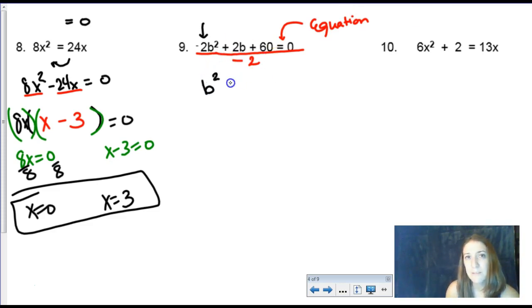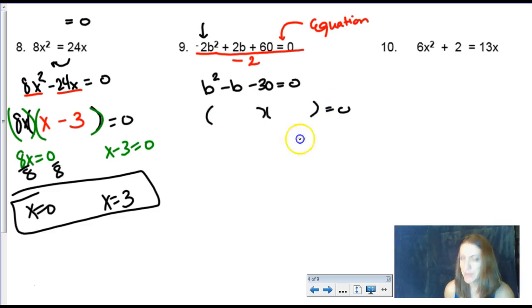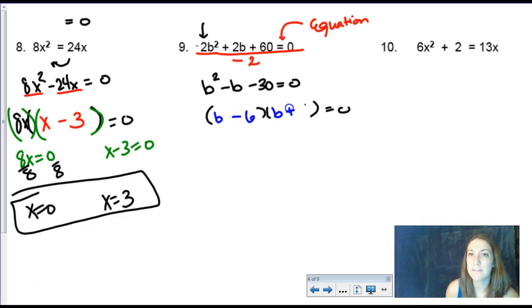So this becomes positive b squared. This will change to a negative b. This will change to a minus 30 equals 0. There we go. So that factors beautifully. B times b. And then my back numbers have to multiply to negative 30: 5, 6, 3, 10, 15, 2. But I want them to add up to negative 1. So what if we did a minus 6 and a positive 5? That would work, right? Because positive 5 plus negative 6 is negative 1.